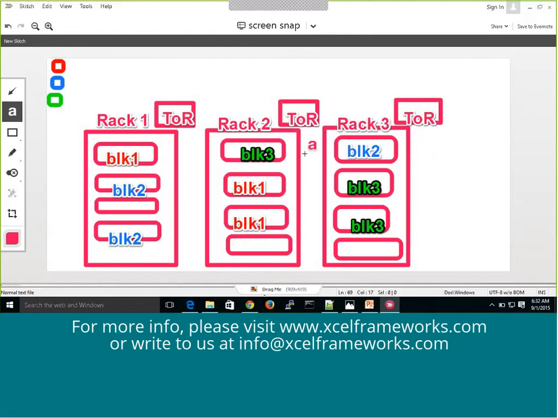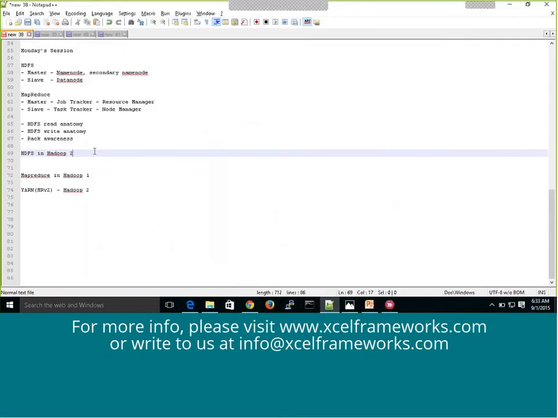You'll definitely get one certification question on this. It's not a direct question, I would say. It will be twisted in such a way that you'll get confused. So if you understand the concept here, you can answer any question. So that is your rack awareness.